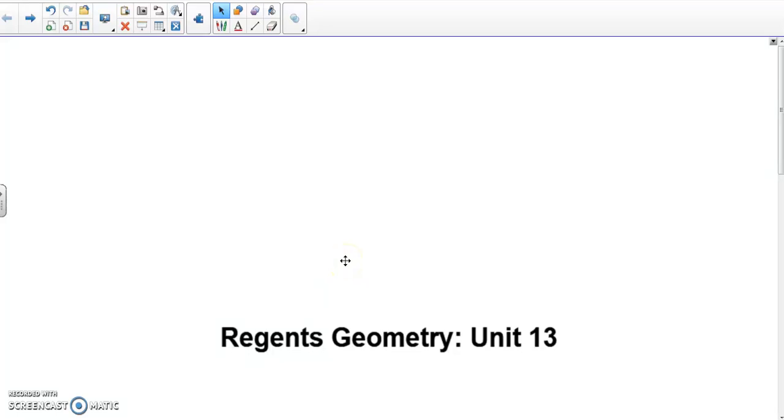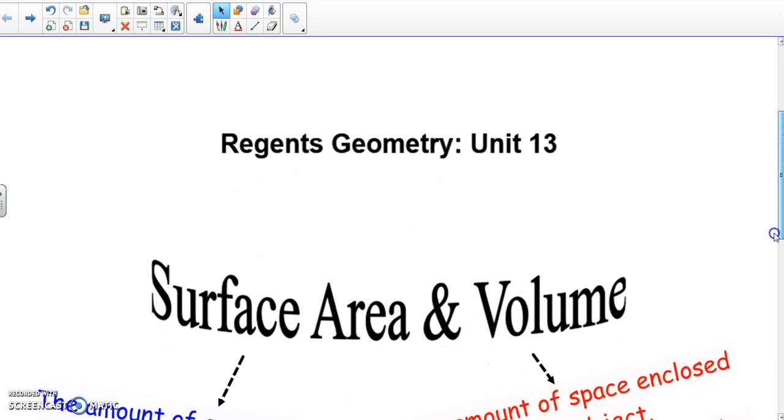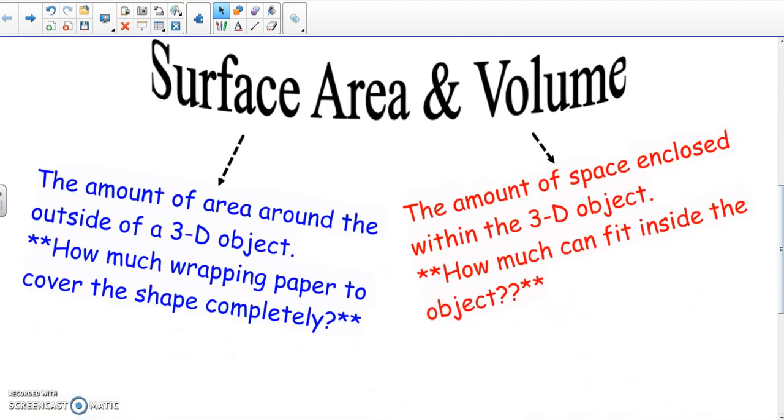All right, so here we are, one of our last couple of videos of the year. Today we're going to be talking about surface area. So last time we talked about what volume was, the amount of space enclosed within the object. Today we're going to change gears and talk about surface area.